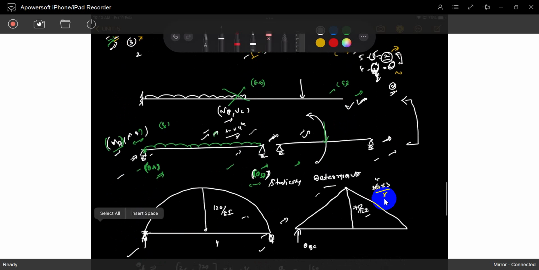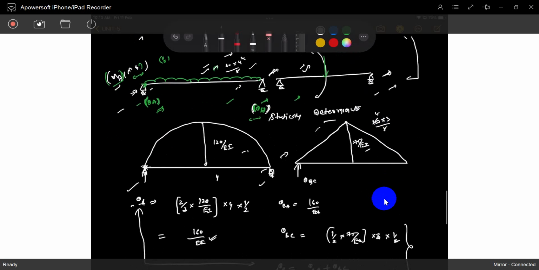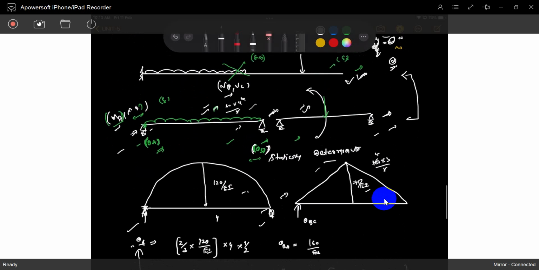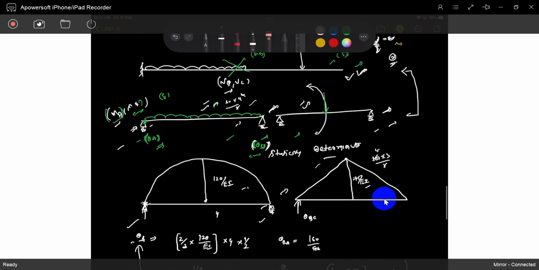So how to find out? By the conjugate beam method. By the conjugate beam method, it is easy. So by this conjugate beam method, we find out the 160 by A. And we also have to find out the rotation in the direction of M2. What is the M2 direction? It is MB. So in this direction also we have to find out the rotations.